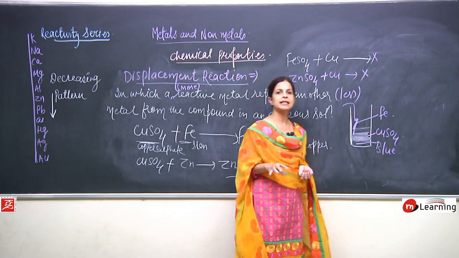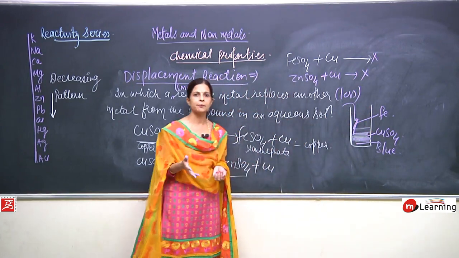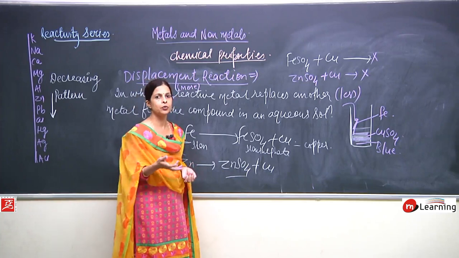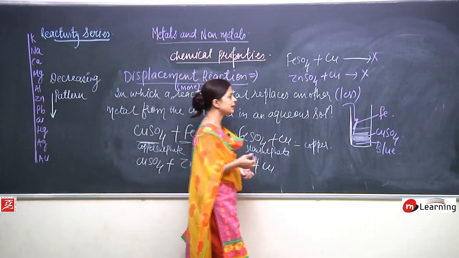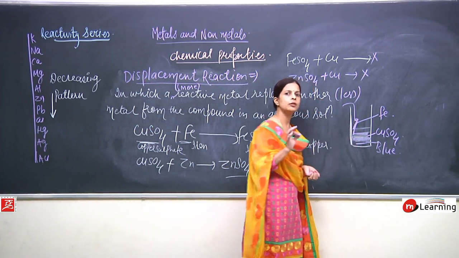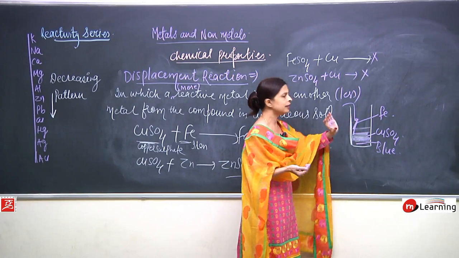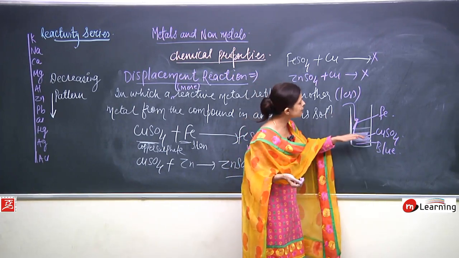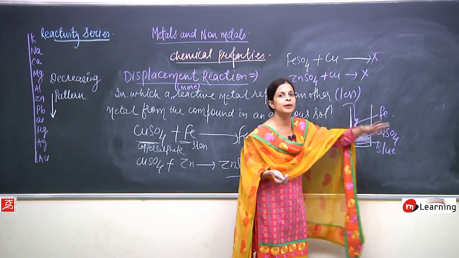Now, if I keep this experiment for a certain time, after say half an hour, 1 hour, 2 hours, what am I going to see? I told you just now that in copper sulfate solution the color is blue. Iron nail is of brownish color. Now what will happen? This blue color is going to be replaced.